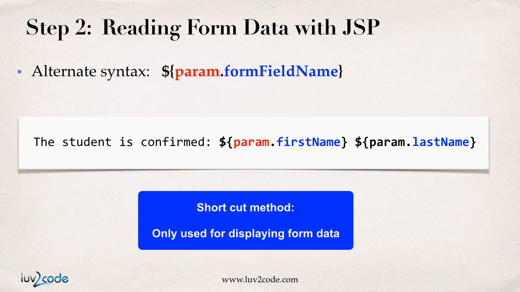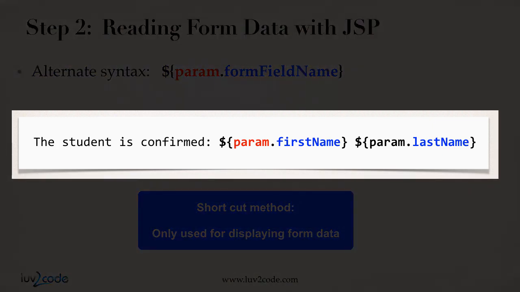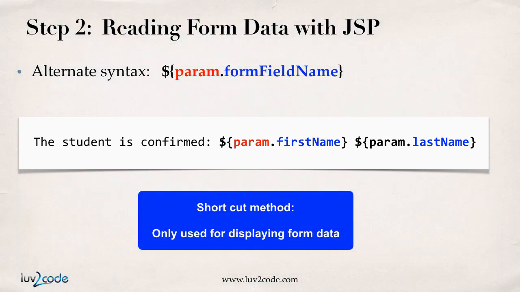Next, here's an alternate syntax for reading the form data. So you can make use of this $ curly brace, and then you can say param.formFieldName. So a simpler way of writing this page is the student is confirmed, and then we simply say $ curly brace param.firstName. And a similar thing here, $ curly brace param.lastName. So this is really just a shortcut method. It's only used for displaying form data. So it's really just a shorthand, simpler way of writing the code.